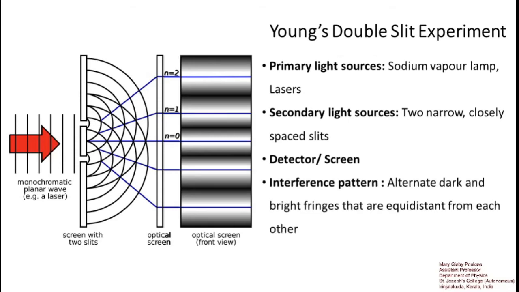The interference pattern will be alternate dark and bright fringes that are equidistant from each other. This is the nature of the interference pattern.